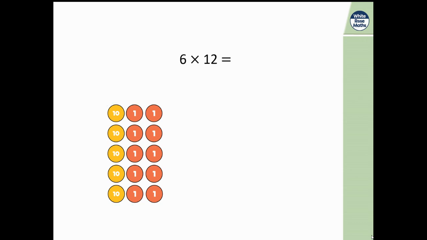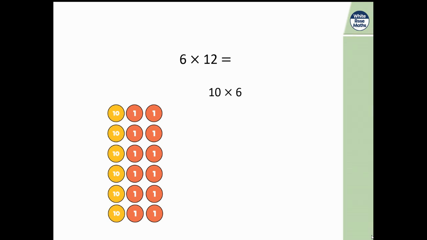So 6 times 12 then, I've got one row of tens, and I've got 6 tens in there, haven't I? 1, 2, 3, 4, 5, 6. And I've got 2 rows of 6 ones because I've partitioned 12. So I've got 1 ten and 2 lots of ones there. And I've got that 6 times.